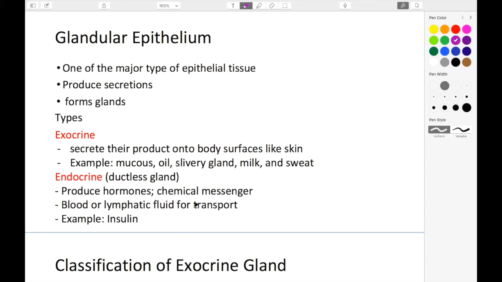And if you're talking about endocrine glands, they do not have ducts. They just dump their secretions in the blood so the blood can transport them. Not only blood, you can have lymphatic fluid also. They usually produce hormones, and hormones are chemical messengers. For example, insulin is one example. You can talk about acetylcholine also.